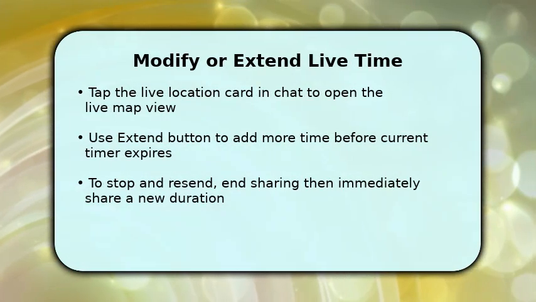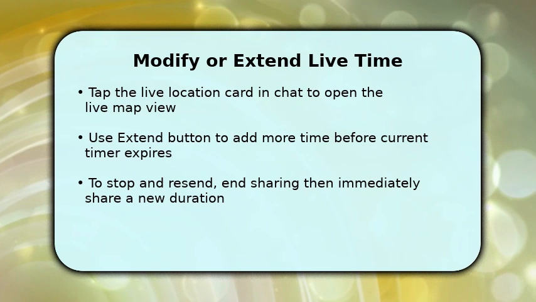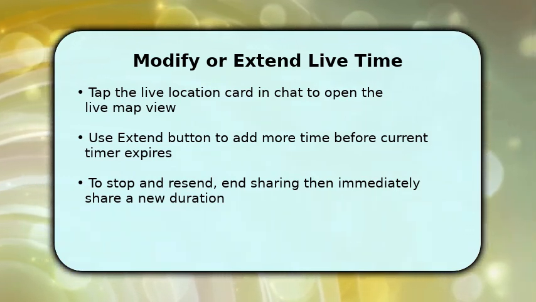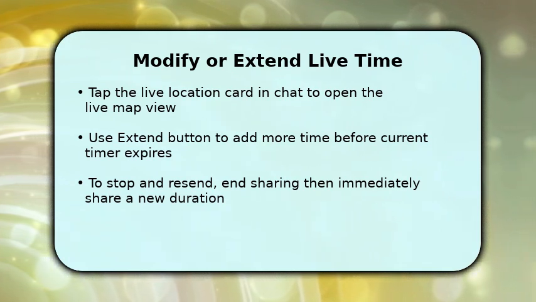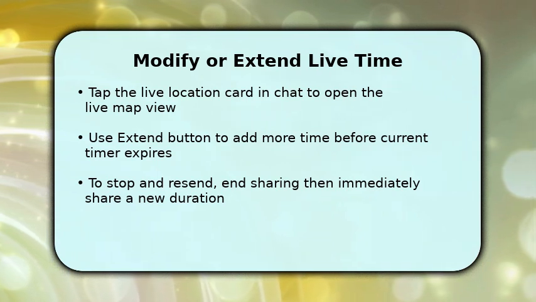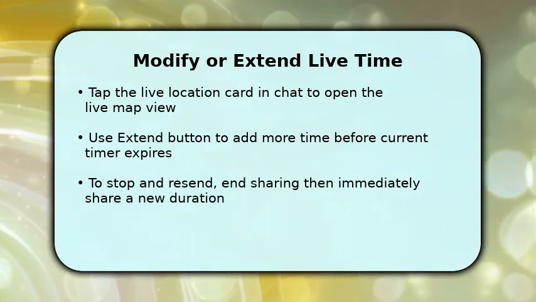On the live location card, tap to open the detailed map view. This is where you control the timing. If you need more time, tap Extend and choose a longer duration. WhatsApp adds the extra minutes to the same live session so recipients see continuity.